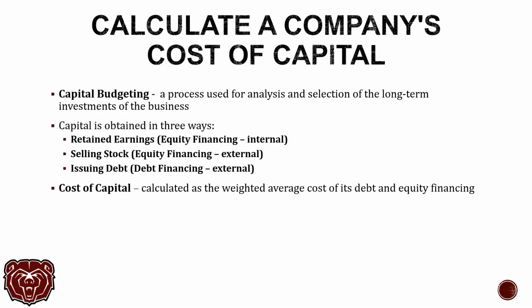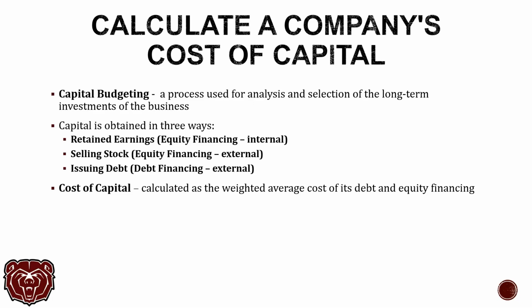So this capital can be obtained in three different ways. You can get that through retained earnings, right? The net income that you get to keep after you pay dividends, you can use that to reinvest back into the company, right? Those are your retained earnings. It's called equity financing. It is internal equity. It's the equity that we've generated internally.